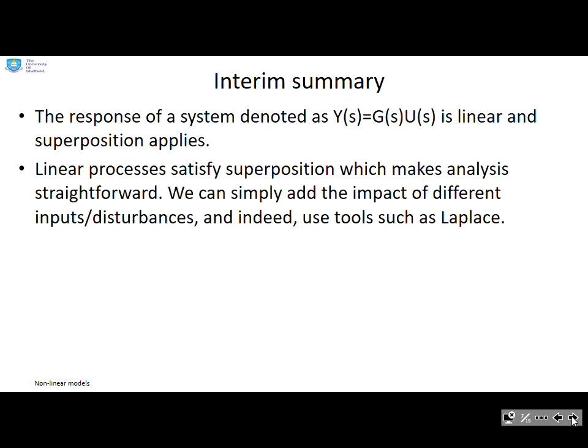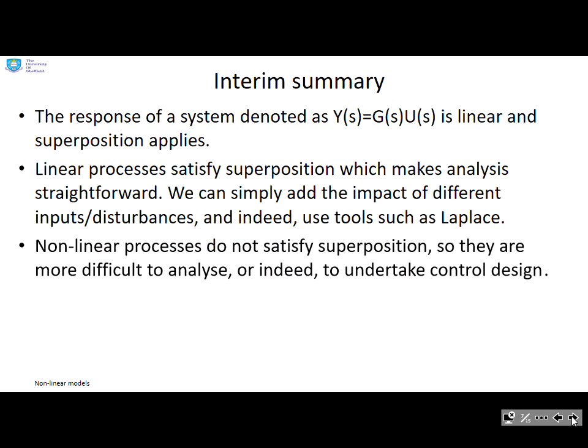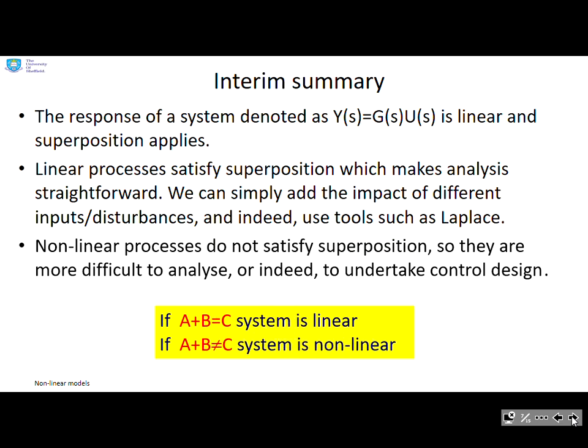So an interim summary. The response of a system denoted by y equals gu is linear, and superposition applies. Linear processes satisfy superposition, which makes analysis straightforward. So all the tools we've done in the previous videos have assumed linearity, and it means we can add the impact of different inputs and disturbance and so on, and use tools like Laplace. But here's a problem. Nonlinear processes do not satisfy superposition, and so they're more difficult to analyse and to undertake control design. And you might be thinking, well, all the tools we spent lots of effort designing, how do we use them, given that most real systems are nonlinear?